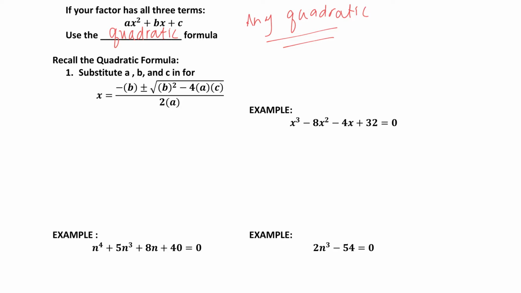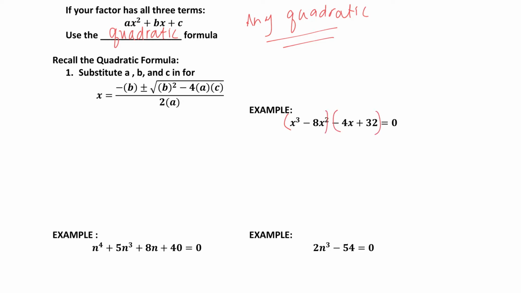Okay, so let's recall what the quadratic formula is, where you're going to substitute a, b, and c into the quadratic formula. X equals negative b plus or minus the square root of b squared minus 4ac all over 2a. So let's go ahead and look at this first example and let's go ahead and factor it. So looking at x to the third minus 8x squared minus 4x plus 32, I can't divide out a GCF, but there are 4 terms, so I'm going to go ahead and group them.